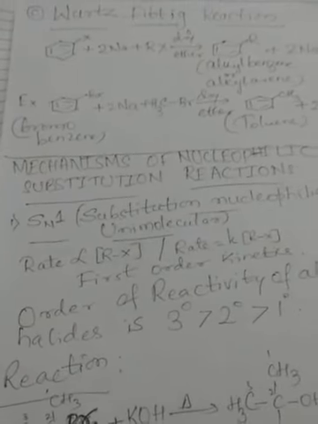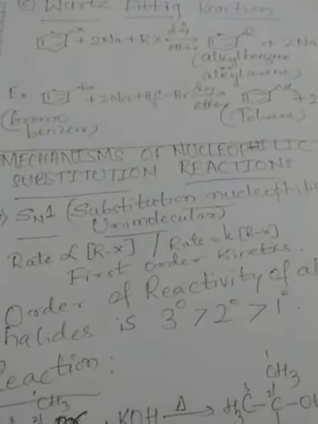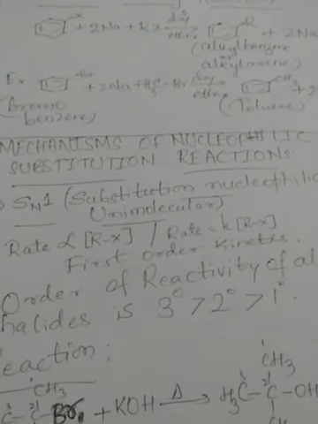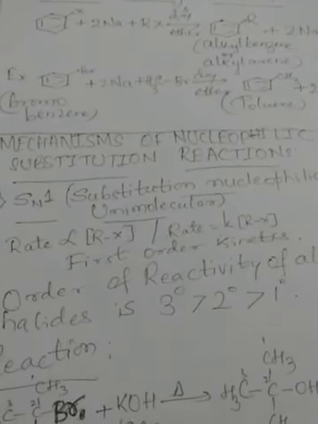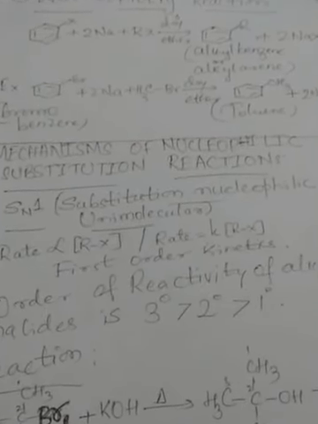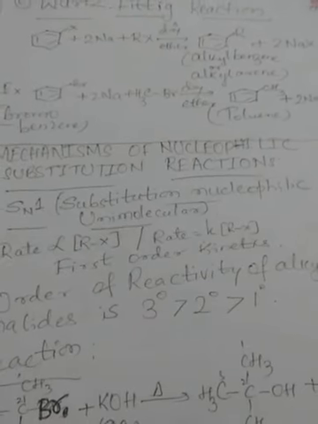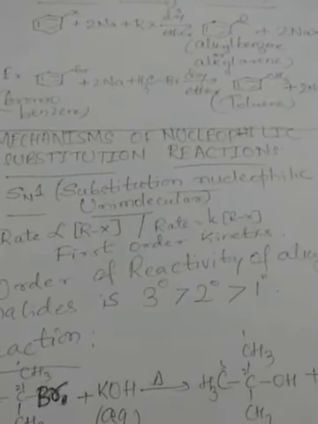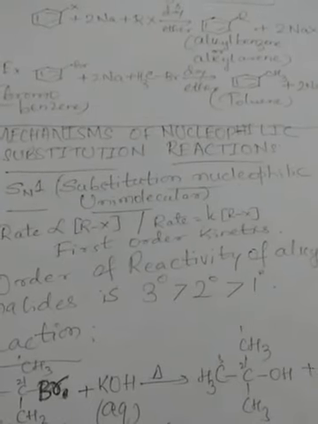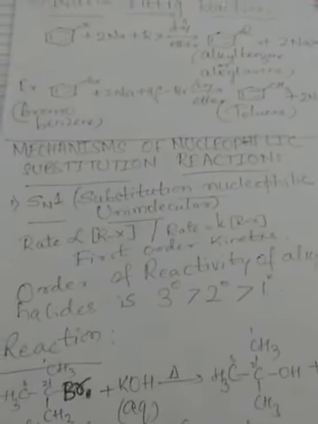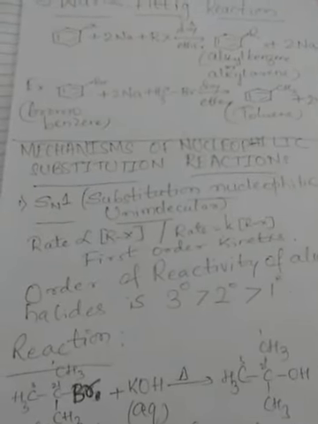Now SN1, look at the representation there. S and 1 are written in the same line, whereas capital N comes as a subscript. It can be read from both ends. If you start from S, substitution nucleophilic unimolecular mechanism. In the reverse way, if you start from 1, you should read it as unimolecular nucleophilic substitution mechanism. Why it is called like that is very simple.